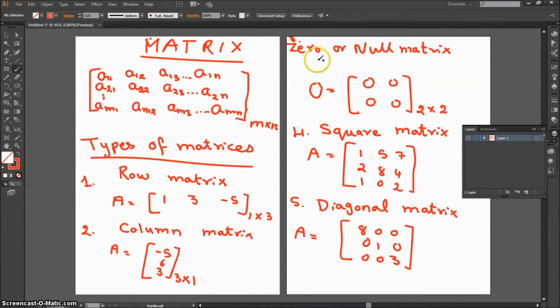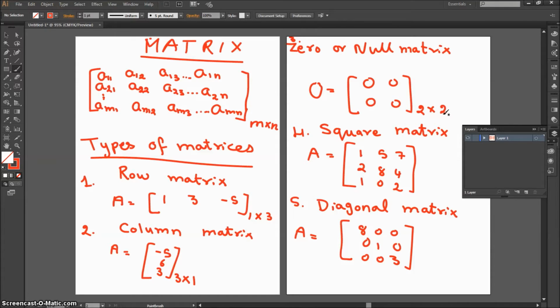Next, zero or null matrix. Zero or null matrix means a matrix whose all elements are 0. So in this matrix, this is also called zero matrix: 0, 0, 0, 0. All elements are 0, and what is the order? 2 by 2.